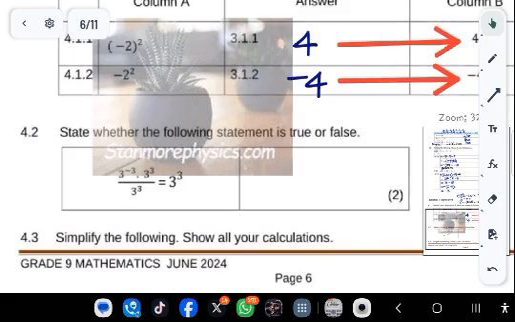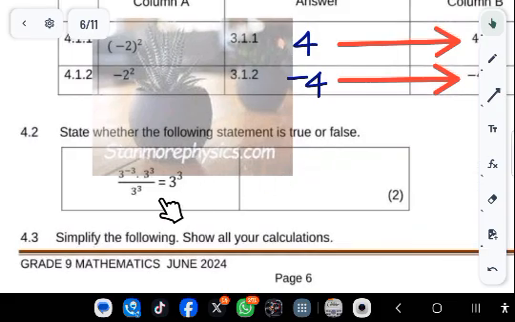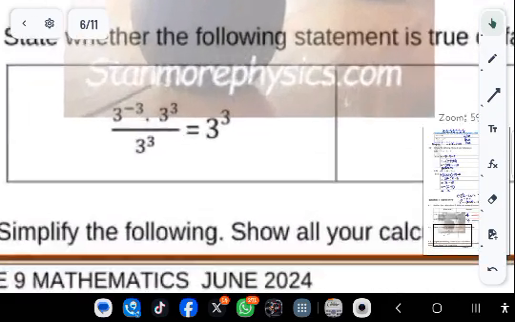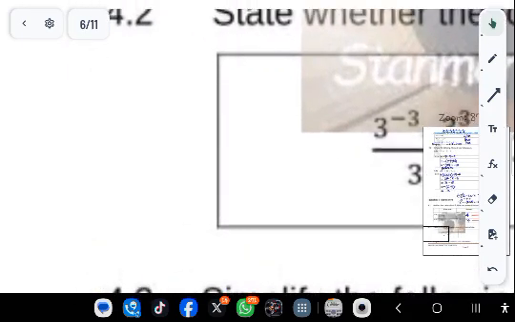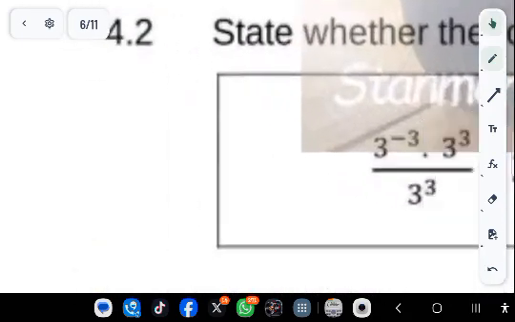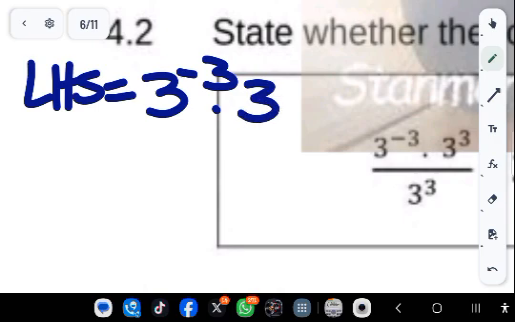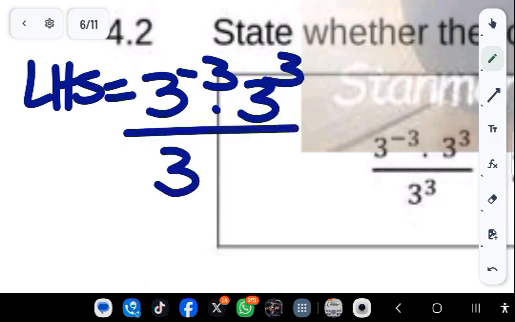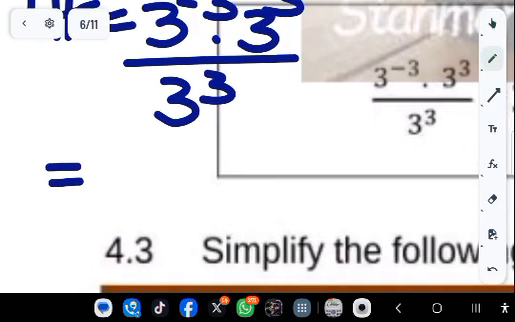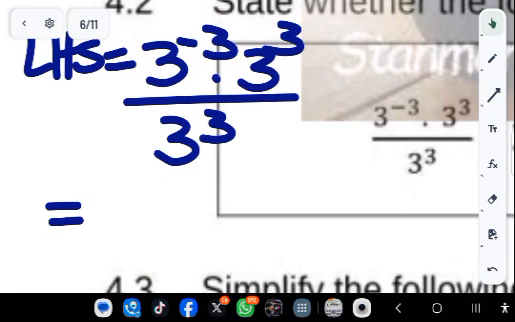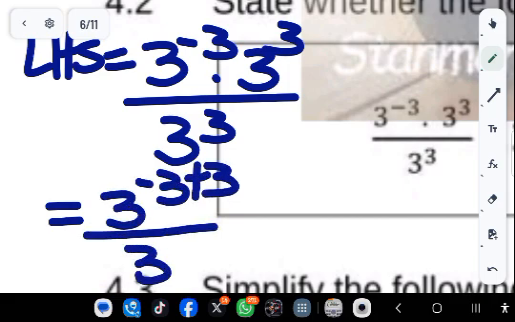4.2, state whether the following statement is true or false. Let's work this one out. Let's work out the left hand side. The left hand side equals 3 to the power of negative 3 times 3 to the power of 3, all over 3 to the power of 3. Okay, you're multiplying powers of the same base, so that means you'll be adding the exponents. So that is 3 to the power of negative 3 plus 3, all over 3 to the power of 3.